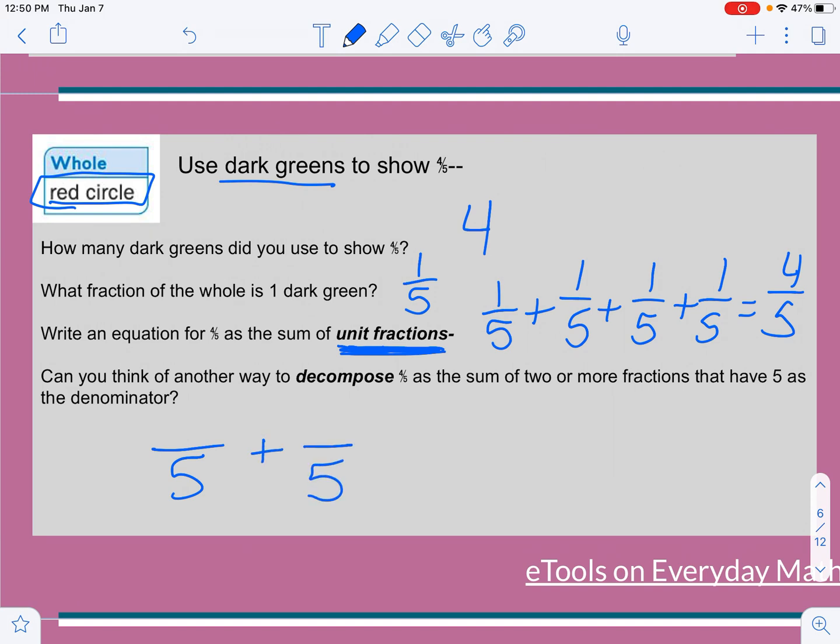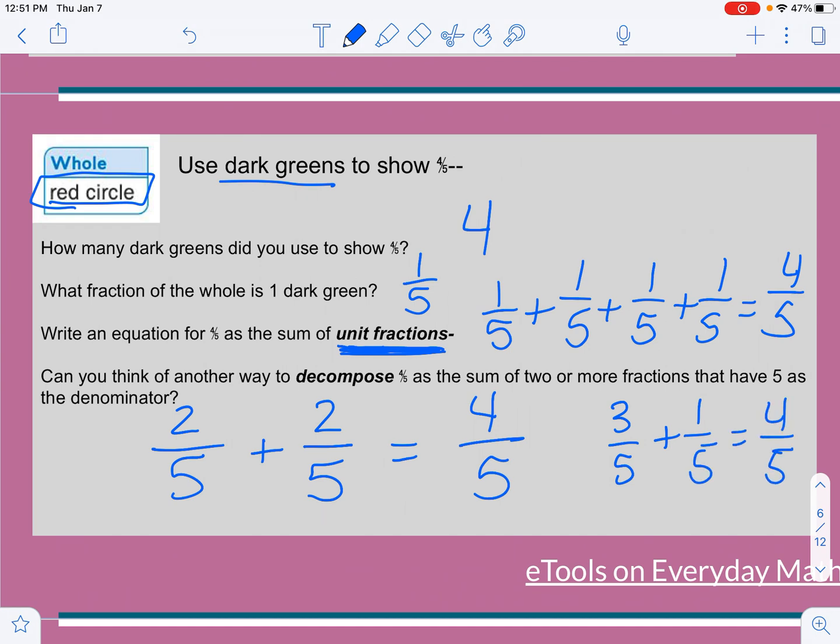So say we just had 2 fractions with 5 as the denominator, and we still want it to be 4/5. Couldn't I do 2/5 plus 2/5? Yeah. Or couldn't we do 3/5 plus 1/5 equals 4/5? Sure. These are no longer unit fractions because they don't have numerators of 1, but they are a decomposition. We're breaking 4/5 down into smaller chunks.